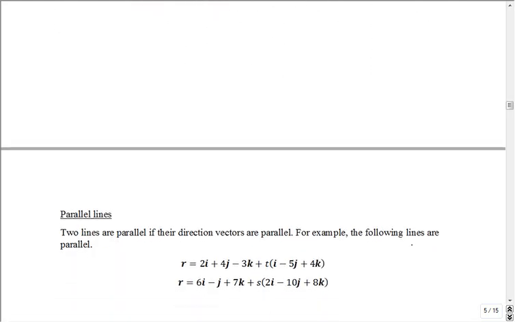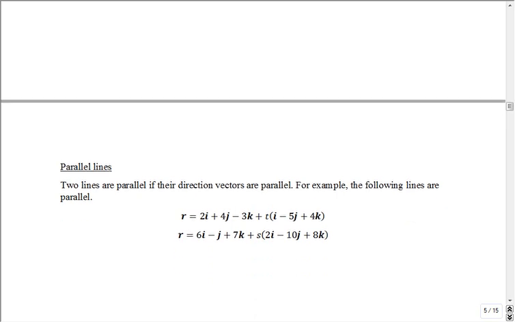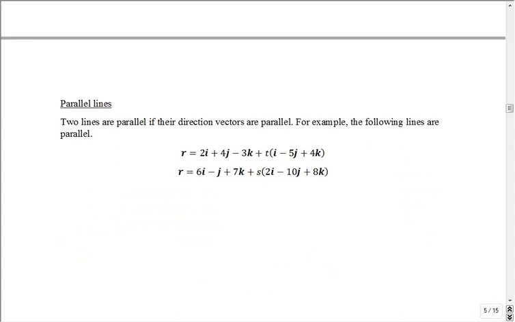Okay, let's just look at some properties of lines. We're first going to determine how we know whether two lines are parallel, and also how we find the point of intersection of two lines. So let's start with parallel lines. Very easy. Two lines are parallel if their direction vectors are parallel. So look at the following example and we'll see why the lines are parallel.